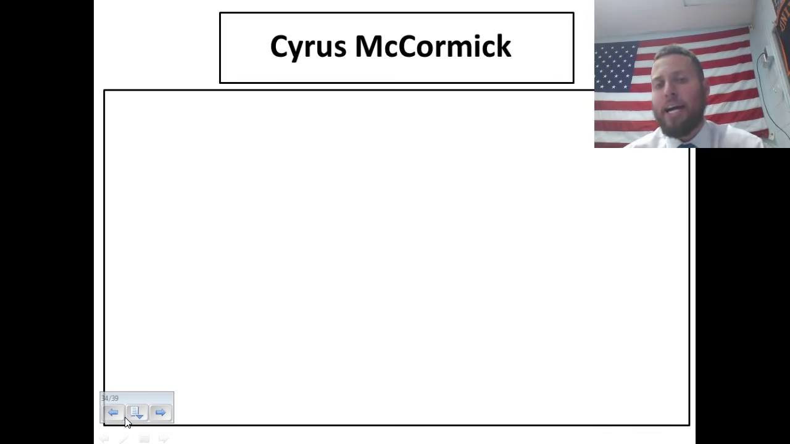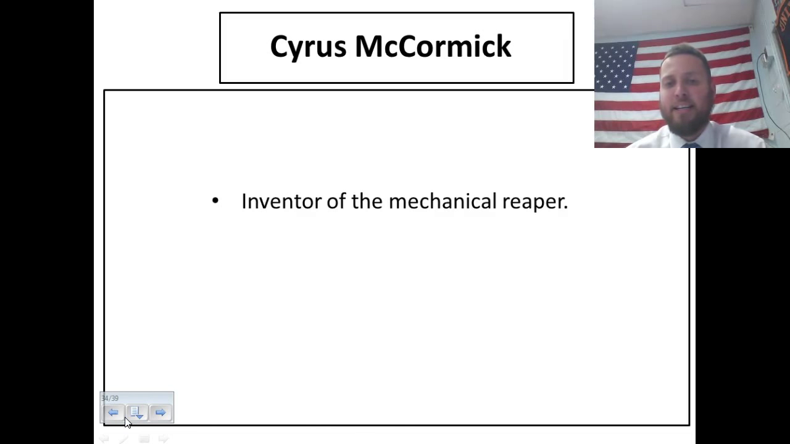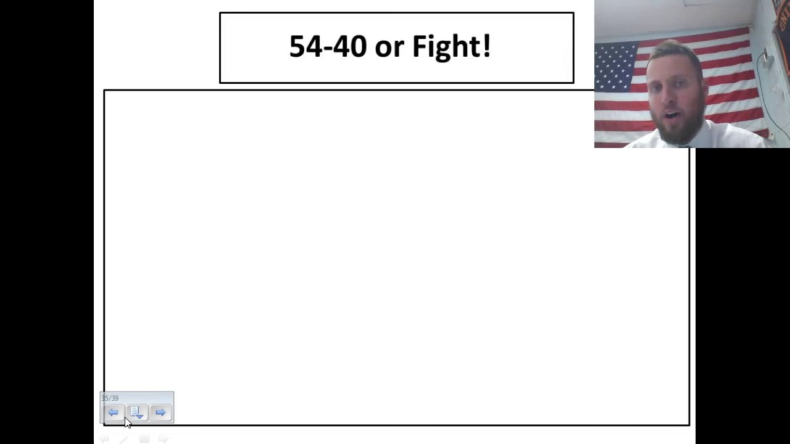Cyrus McCormick! Let's put in Cyrus McCormick, please. You know, Cyrus McCormick invented something. He invented the mechanical reaper. That's all you got to put. He was the inventor of the mechanical reaper, which allowed Americans to harvest in an efficient way. All right, we got McCormick. Let's do another card.